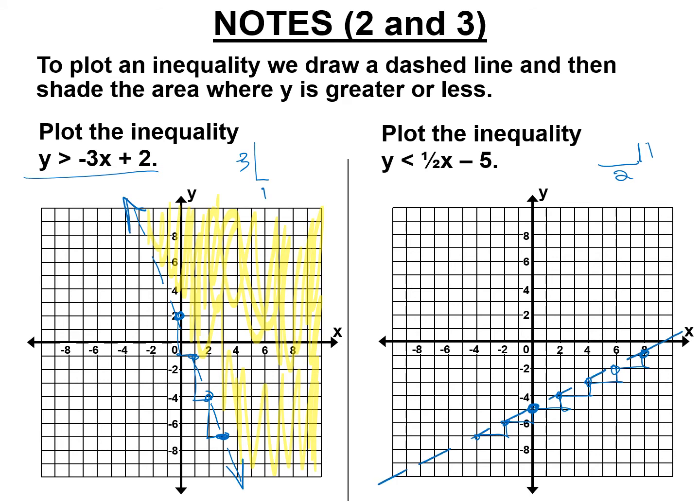We're still going to put arrows on the end. And we're going to shade, once again, underneath. You can use any color. I'm going to use red this time because I accidentally clicked on red. But that's how you graph y is less than the line 1/2 x minus 5.